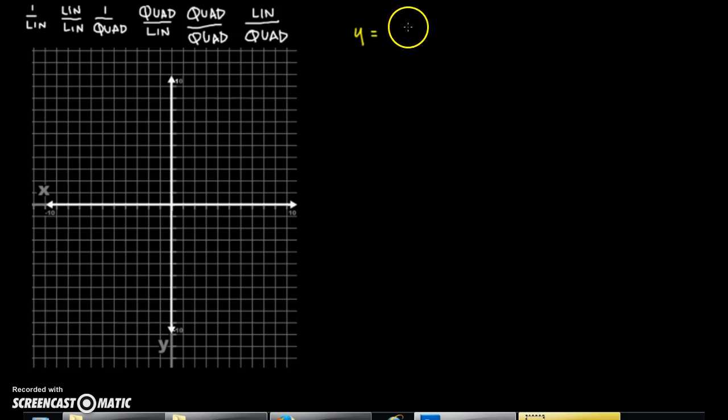We've got y equals (x minus 3) over (x squared plus x minus 6). And if I had to factor that out, I'd be calling that (x minus 3) all over (x plus 3) over (x minus 2).